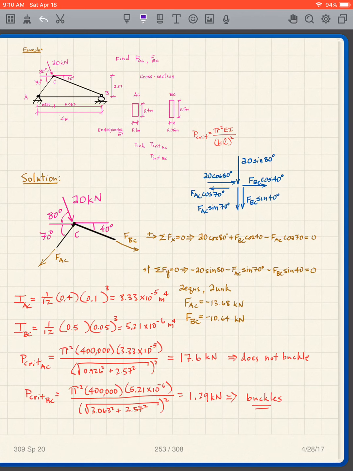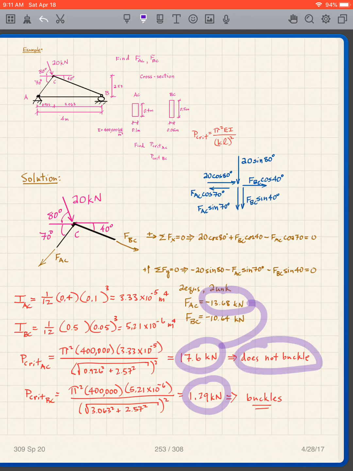So how about the other one? Again, pi squared, E is given, I we just calculated, and the length of member BC you can get from that. Here I get 1.29 kilonewtons. So what do I compare those to? Well, we figured out that FAC is 13.68, but the P critical is 17.6. It doesn't buckle because our actual compressive force is less than P critical.